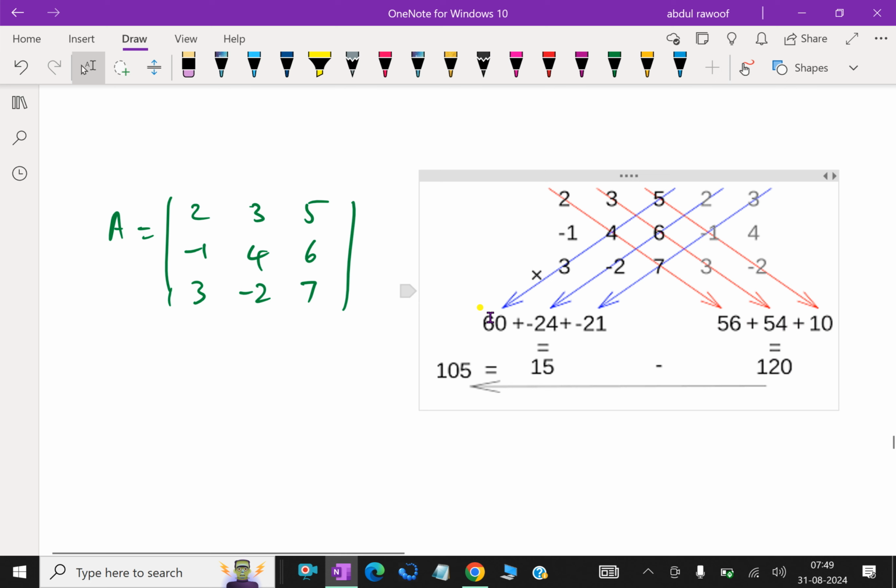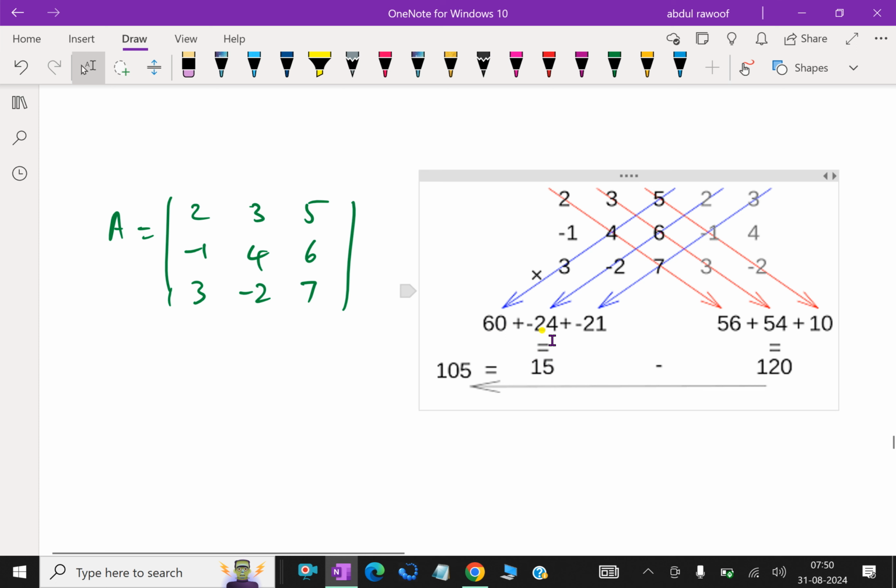Then come this way. 5, 4, 3 is 60. 2, 6, minus 2 is minus 24. 3, 1 and 7 is minus 21. The total here is 15. So 120 minus 15, that subtraction is 105. Look at here.